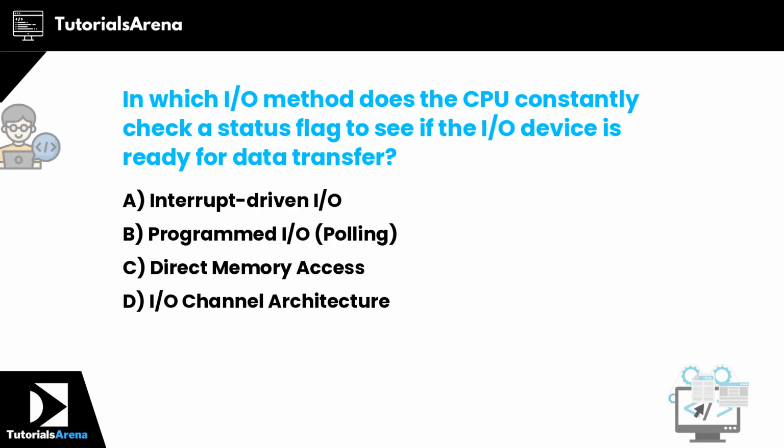In which I/O method does the CPU constantly check a status flag to see if the I/O device is ready for data transfer? The correct answer is option B, programmed I/O polling.